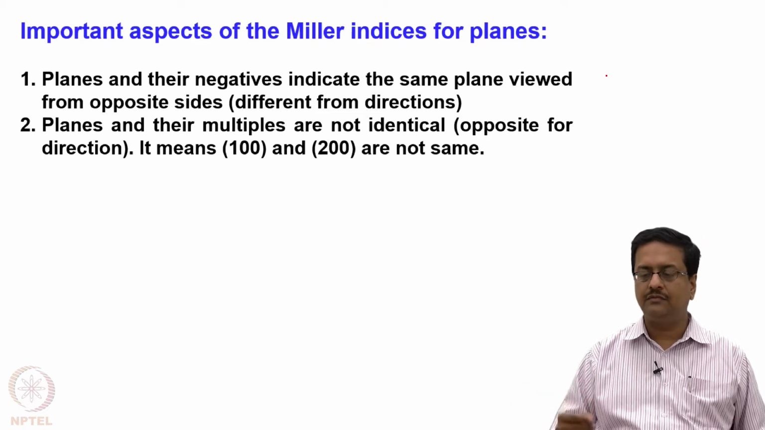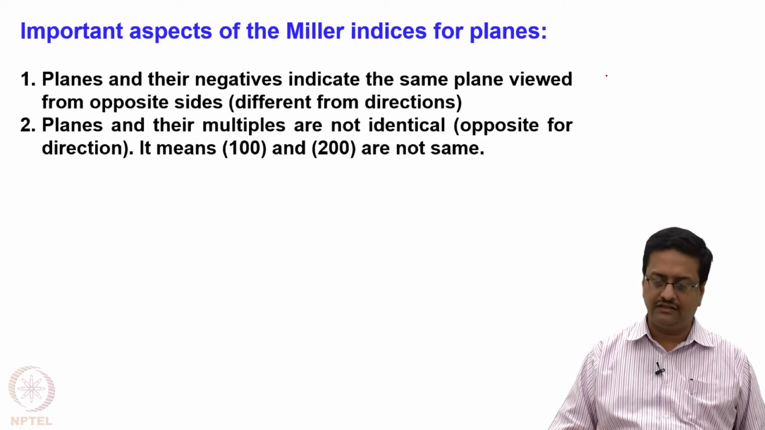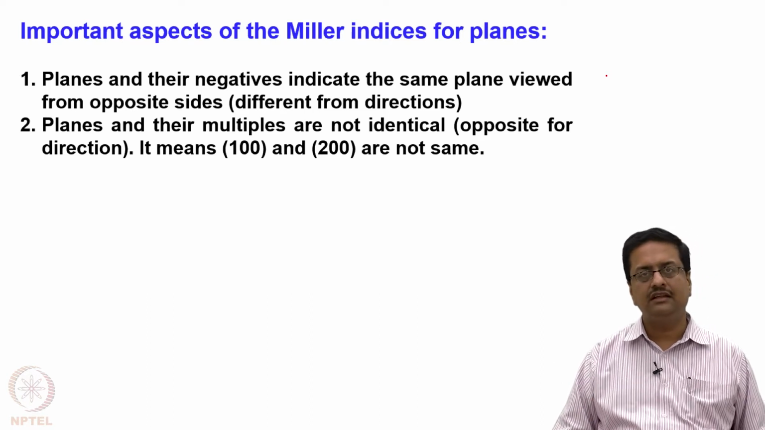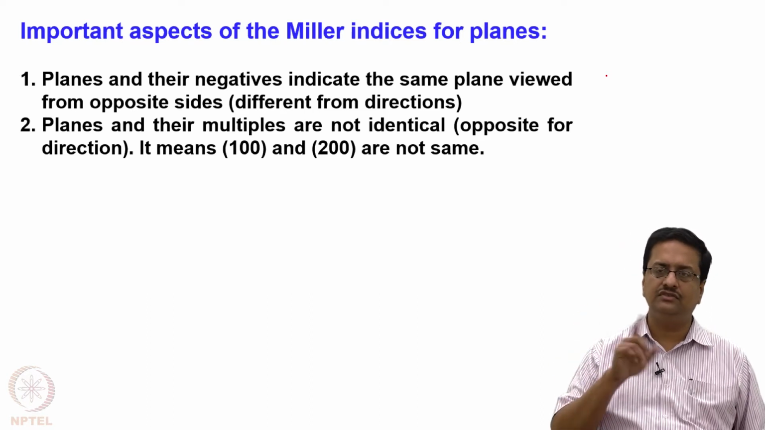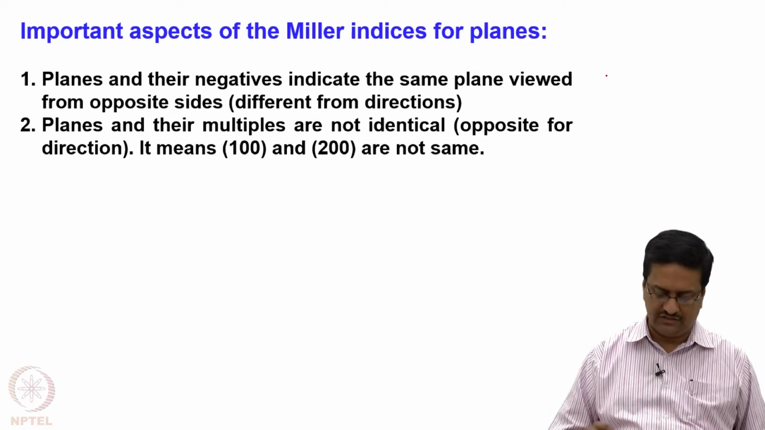Planes and their multiples are not identical. Again, this is opposite from that of directions, which means the planes 1 0 0 and 2 0 0 are not the same, but in the case of directions, the directions 1 0 0 and 2 0 0 indicate the same direction.